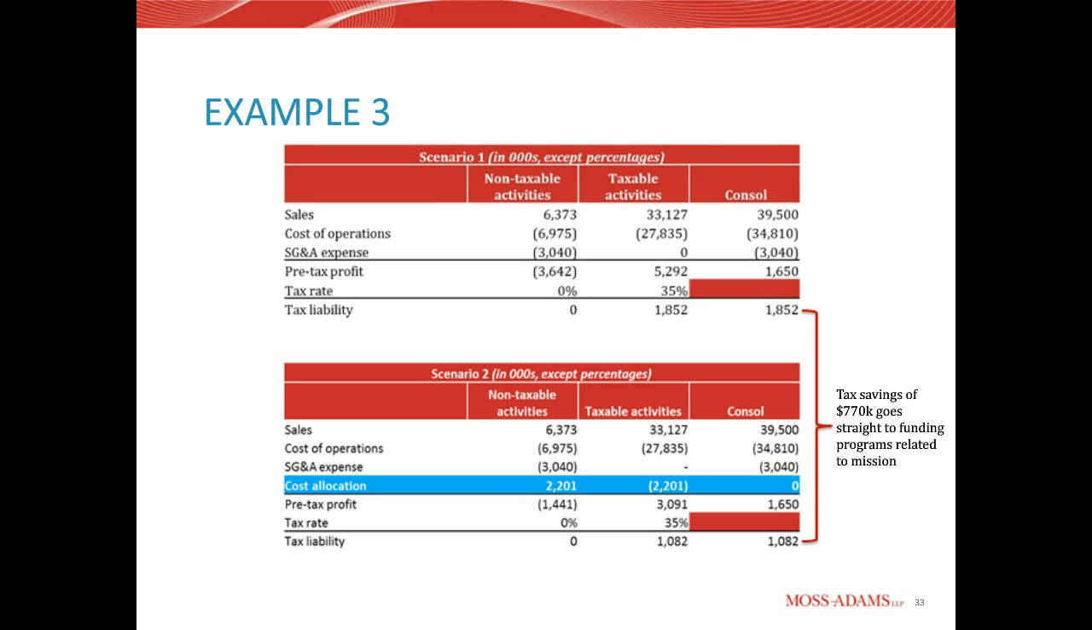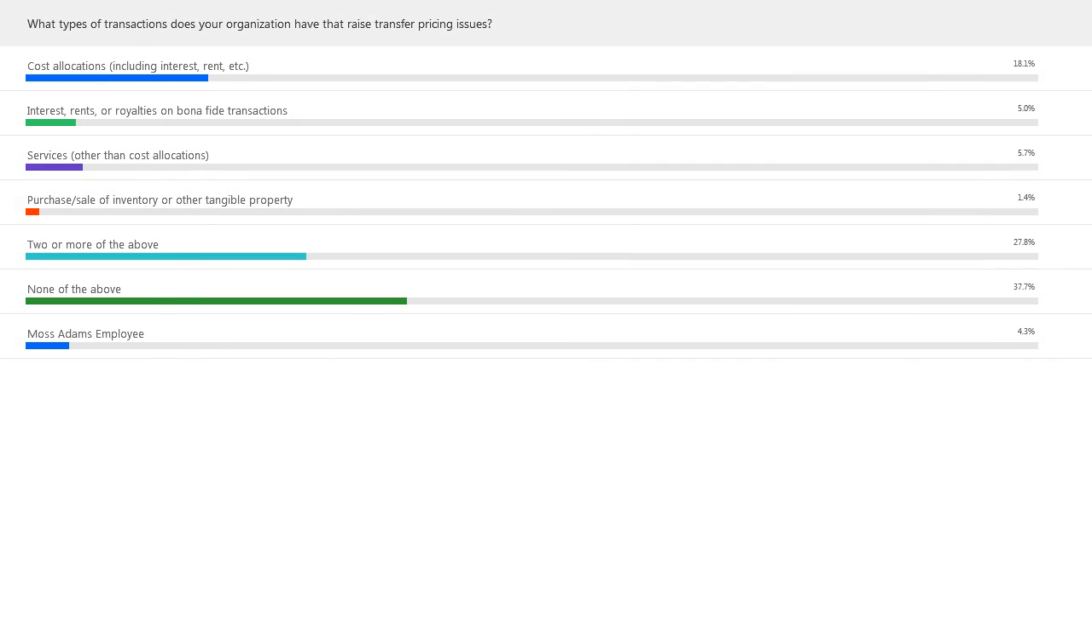All right, just 2 more seconds here. Okay, let's close the poll, and here are the answers. So there are a good number of cost allocations. Quite a few of you have at least 2 of these situations, which is great. So you are seeing some applicability to your situation.